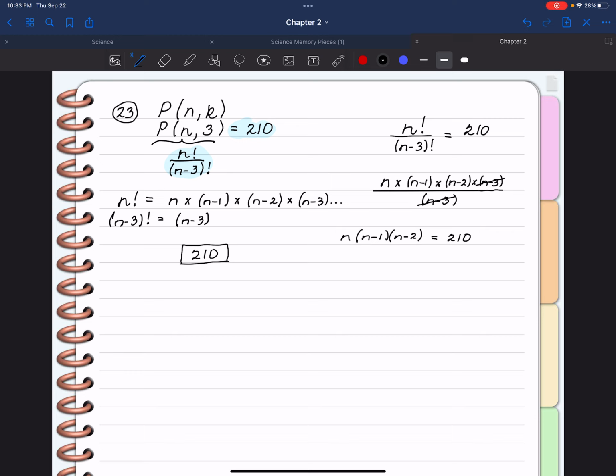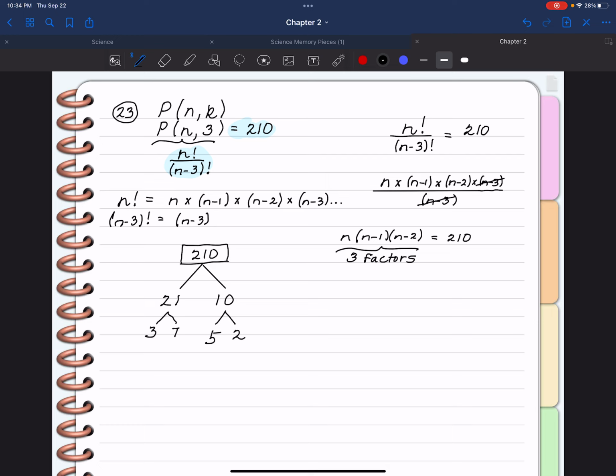So 210, if you break that down into a factor tree, I'm going to go with 21 times 10. That's the one that comes to mind to me most easily. Well, 21 can be broken down as 3 times 7. And 10 can be broken down as 5 times 2. So if I just had a 6, that's hard. That's not going to make sense. I need, first of all, to get just 3 factors. And they have to be in order.